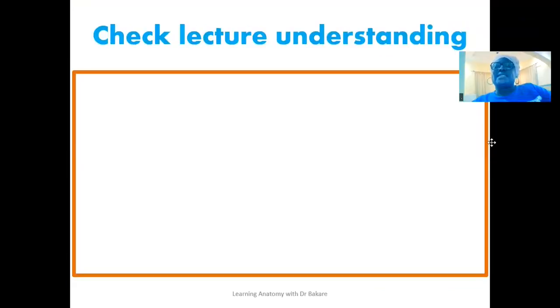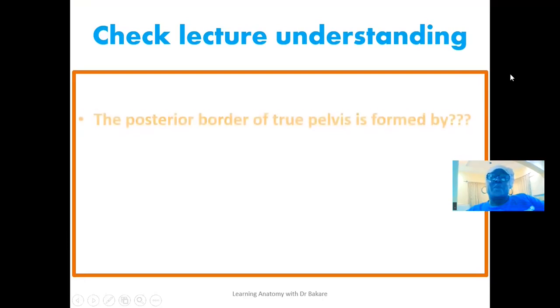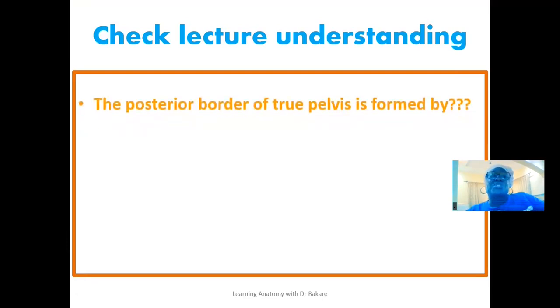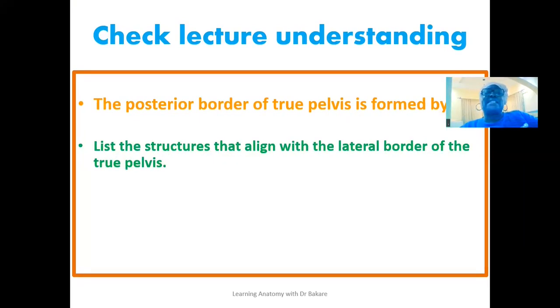So let's check our understanding of this lecture through the following questions. The first one is, the posterior border of the true pelvis is formed by what? We've highlighted that we have a number of structures forming the posterior alignment of the true pelvis. And the second question is, list the structures that align with the lateral border of the true pelvis. This we have also highlighted during the course of this lecture.